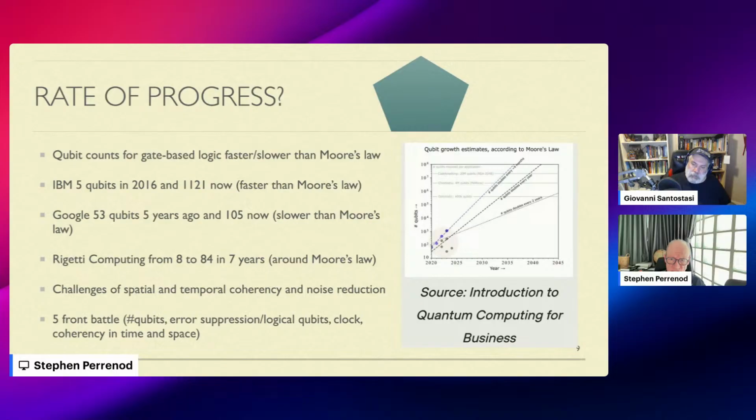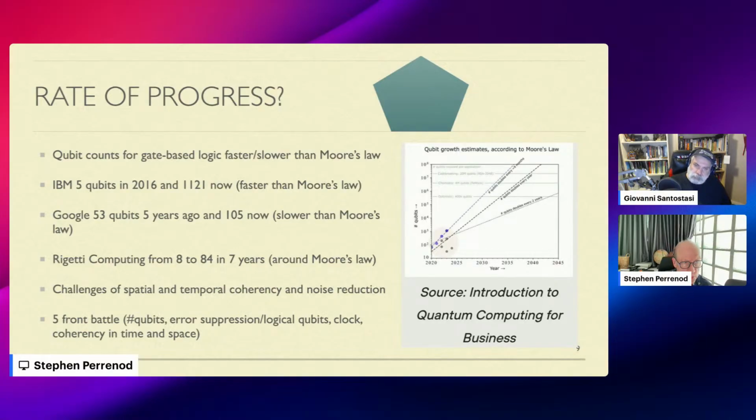And then you have this 5-front battle where you need to scale up the number of qubits. You need to get more logical qubits from those by suppressing your errors. And right now, the state of the art is maybe you need 1,000 physical qubits to get 1 logical qubit. They would hope to get that ratio down. You need to drive up the clock rate, and then you need coherency to improve for longer lifetimes and also stretching across wider domain and spatially.